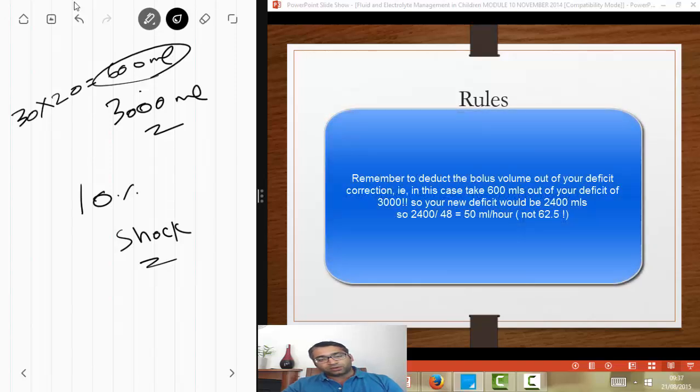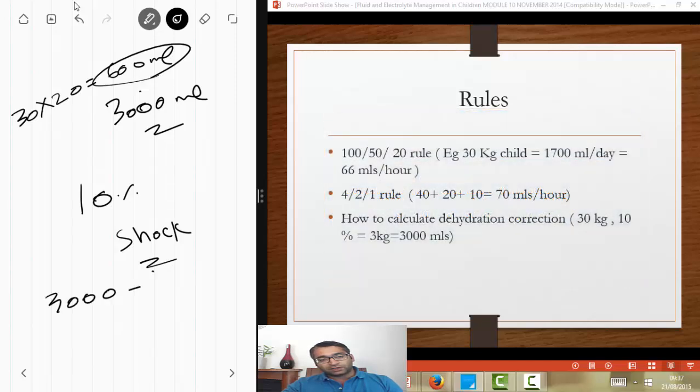But when you write up the dehydration correction, you need to make sure that you take that 600 mls off before you write up the dehydration correction. So hope that's not too confusing. Let's move on.